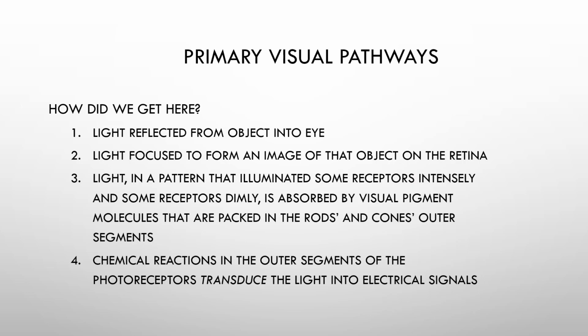I'm going to just read this as it is. I usually go through this just as it is in class to put us where we are. How did we get here? Light reflected from an object into the eye. Light focused to form an image of that object on the retina. Light in a pattern that illuminated some receptors intensely and other receptors more dimly is absorbed by those visual pigment molecules that are packed in the outer segments of the rods and the cones. Chemical reactions in the outer segments of the photoreceptors transduce the light into electrical signals. Transduction.